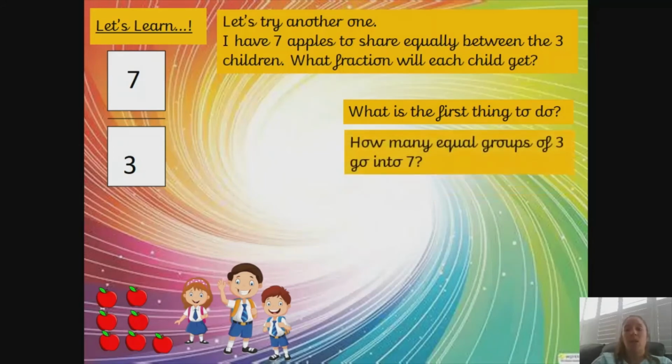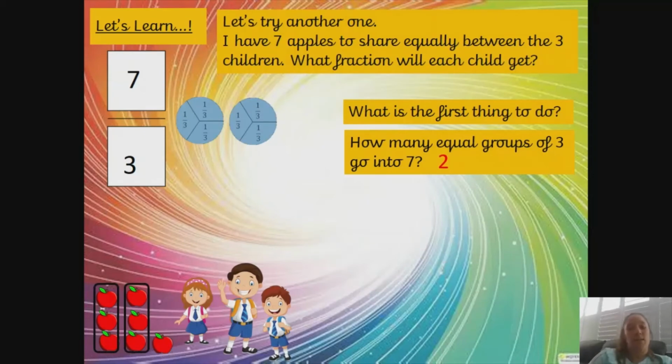How many equal groups of 3 go into 7? So how many groups of 3 can you circle? Okay, so you've got 2 groups of 3. Got 1 group, 2 groups of 3, and there's 1 left over. Okay, so here's your 2 groups.